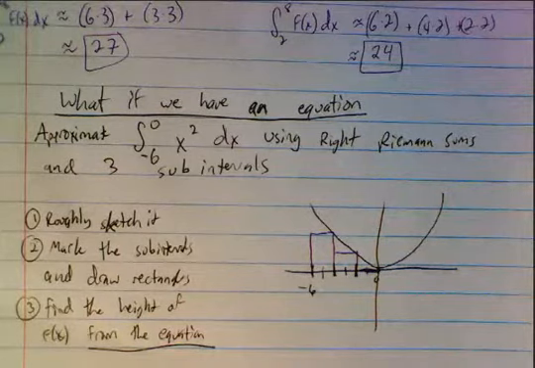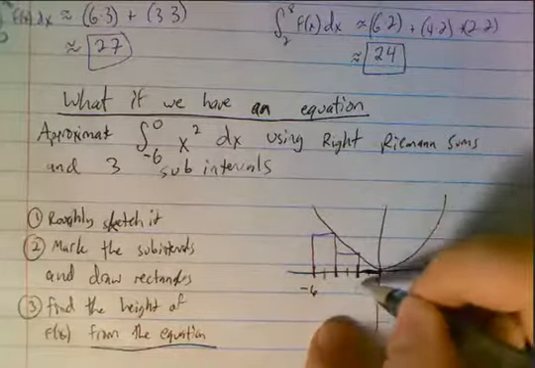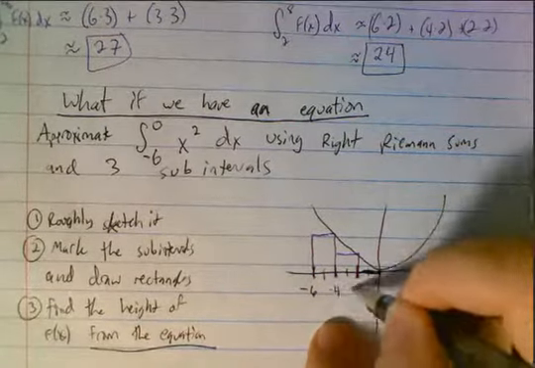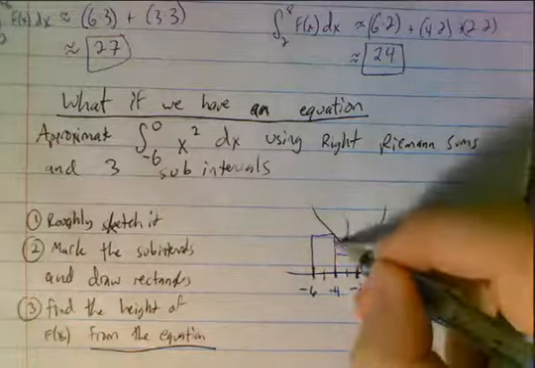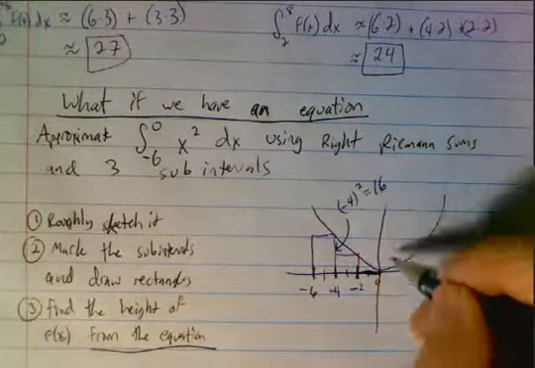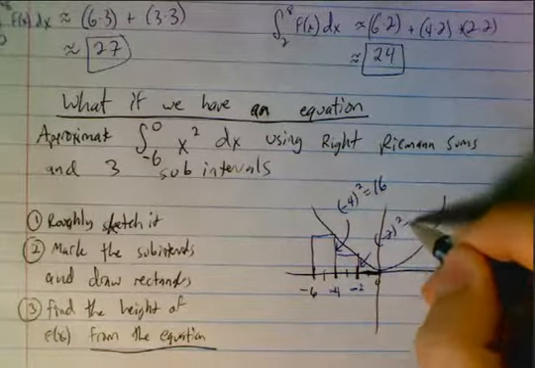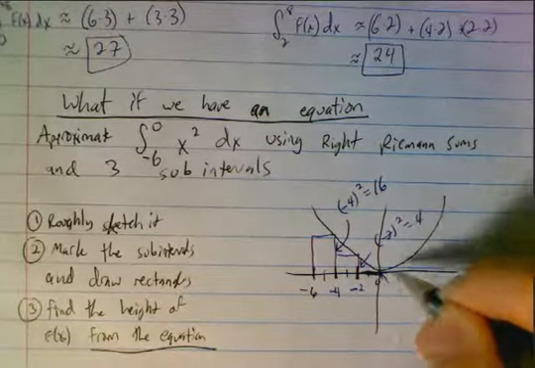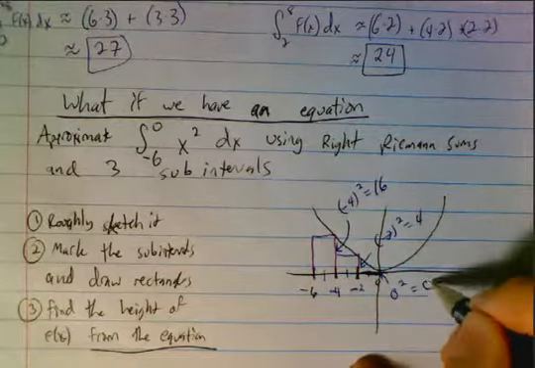So what we need to do now is we're just going to find the height of each of these. So this is at -2, this is at -4, using this equation. So this height right here is whatever x is, so -4 squared, which is 16. This height right here is -2 squared, which is 4. This height right here, this x is 0, so it's 0 squared, which is 0.